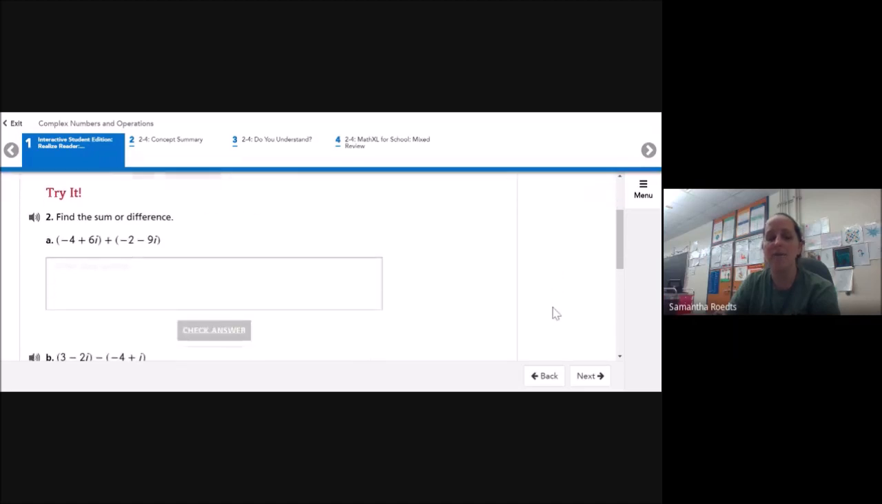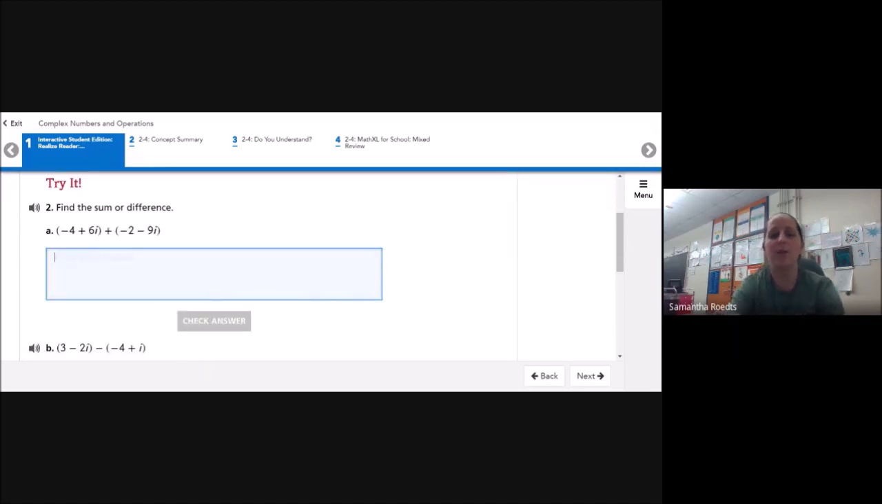All right, so let's try it out. Find the sum or difference. So the first thing I'm going to do is put my real numbers together. Negative 4 plus negative 2. That gives me negative 6. And then I'm going to add my imaginary units together. 6 plus negative 9i equals negative 3i. So then I have negative 6 minus 3i.